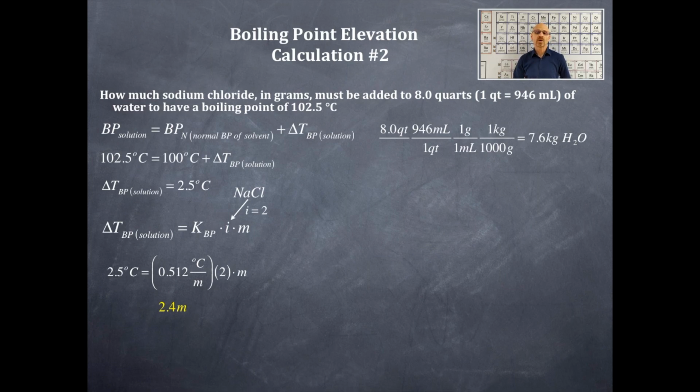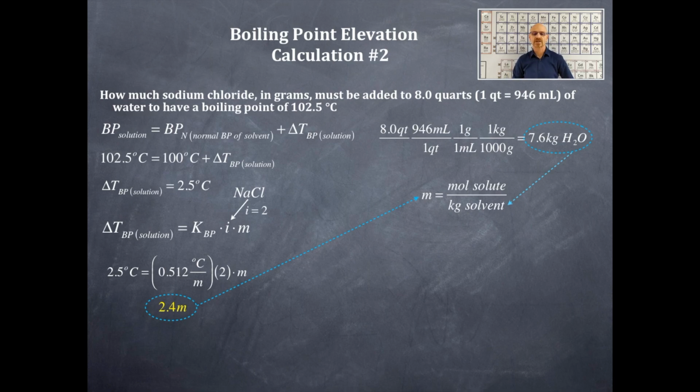So 8 quarts is equal to 7.6 kilograms of water. That molality equation is right here. The molality is equal to the moles of the solute, that's the sodium chloride, divided by the kilograms of solvent. Now, the 2.4 molality, I just solved for. That's going to go right here. And I've also solved for the 7.6 kilograms of water, which is the kilograms of the solvent. That's going to go right down there. And I'm going to be solving for the moles of the solute, the sodium chloride.